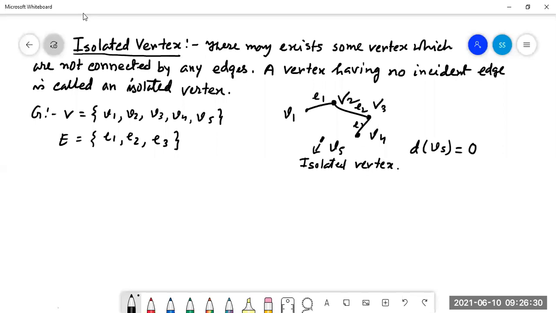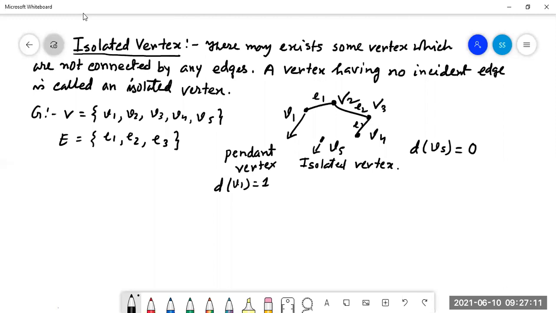And this V1 and V4, they are called the pendant vertex. A vertex having degree 1. For V1 the degree is 1. A vertex having degree 1 is called the pendant vertex. V4 is also pendant, isn't it? Yes, sir. So these are the isolated vertex and pendant vertex.